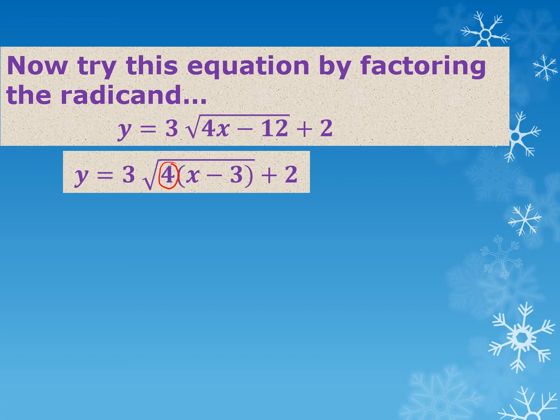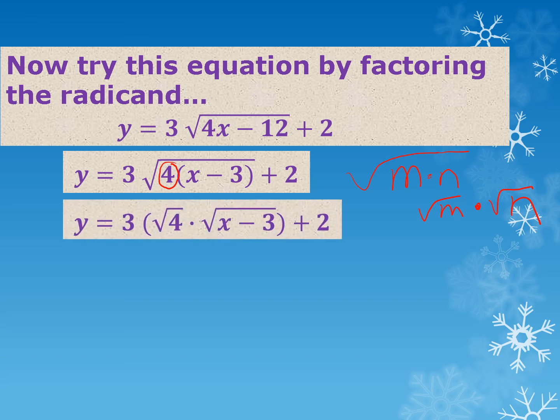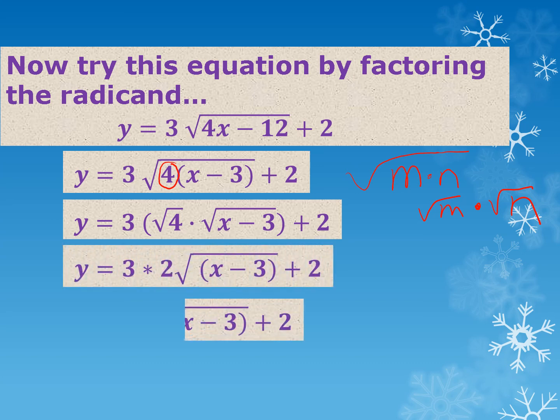So I could take the square root of 4. Because remember, we have that rule regarding square roots that if we have the square root of m times n, that's the same as the square root of m times the square root of n. So we can break up the product of those two and do the square root and then the product. So I can break that up into the square root of 4 times the square root of x minus 3. Okay, now in this case, 4 is a perfect square, so that's 2. And then 3 times 2 is 6.